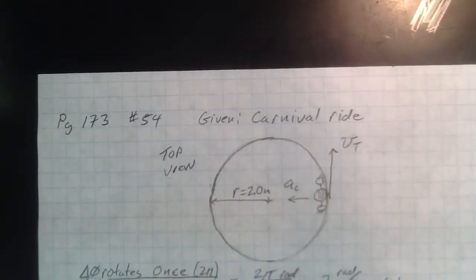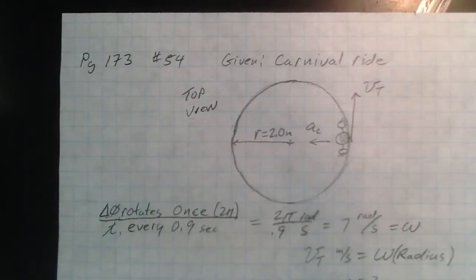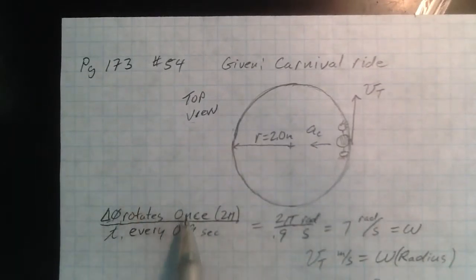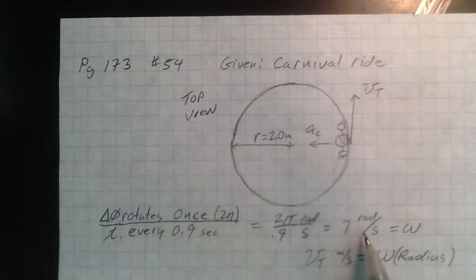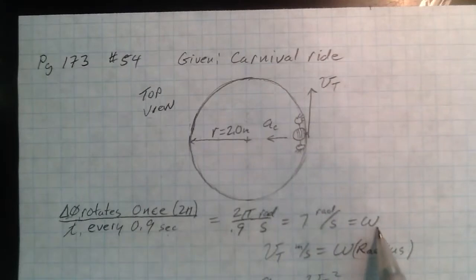This thing tells us how fast we're spinning around. Well, it tells us that it rotates once. That's a delta theta of 2 pi, every 0.9 seconds, that's a time. So what I have is delta theta over time. My delta theta, 2 pi radians. My time, 0.9 seconds. Divide, round off a little bit. That's 7 radians per second. That tells you how fast you're spinning around. That is angular speed. That is omega.